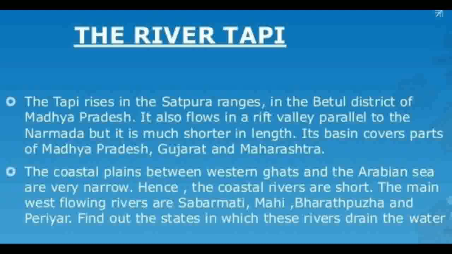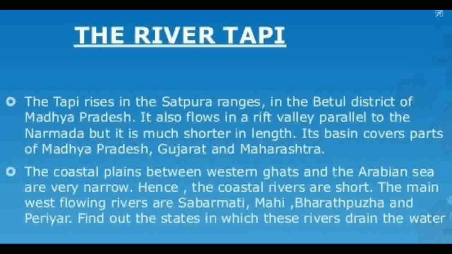The coastal plains between the Western Ghats and the Arabian Sea are very narrow. Hence, the coastal rivers are shorter. The main flowing rivers are Sabarmati, Mahi, and Bharatapuzha, the Periyar. These are the important rivers flowing through this region.